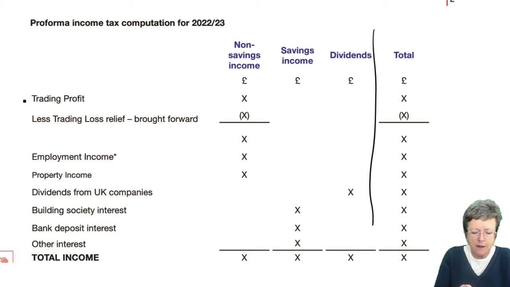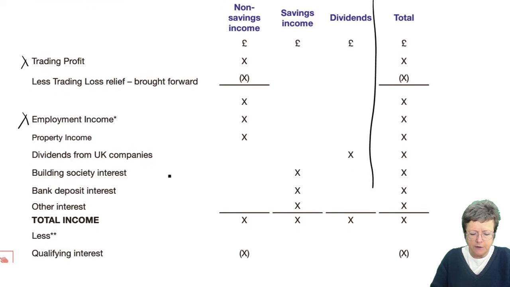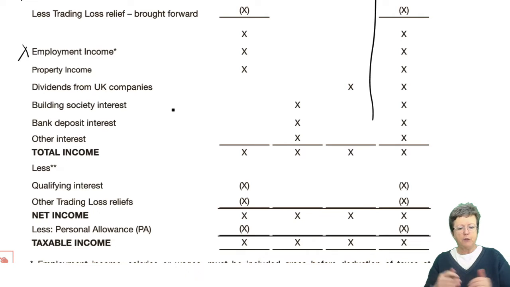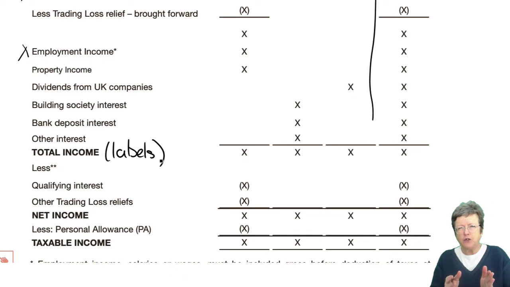So you can see there, trade profit from self-employed people, employment income from people who have a job, property income, dividend income, building society income, bank income, bank deposit interest. Now, all of that information will be in the question, so you will bring all the information and put it in the correct columns. Underline it, subtotal it. This is one of the labels that I mentioned that are so important. Okay, make sure you get used to using this. The more you do it, the easier it will become.